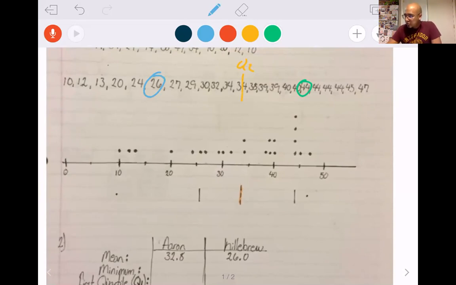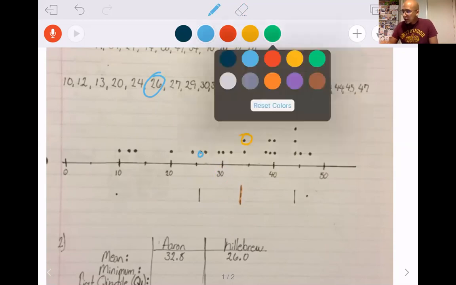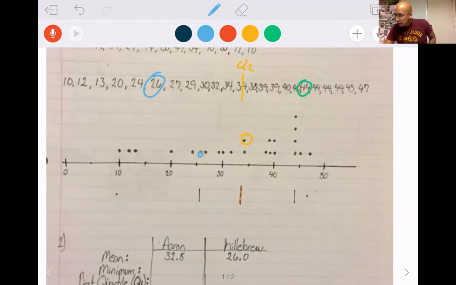Okay, so let's go to our dot plot and let's first mark our Q2, which is the second 34. So here we have 30, here is our 32, here's our first 34, and here's our second 34. So there we go, that is my Q2, in the same color as my Q2. Now the 26, there's only one 26, so it's this one right here. Here's my Q1. And over here, we have a 44. The first 44 is going to be my Q3. So that's right there.